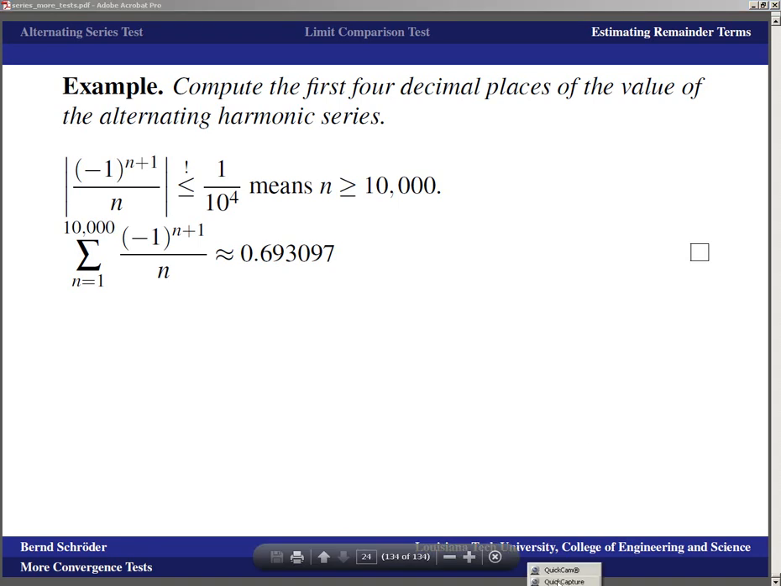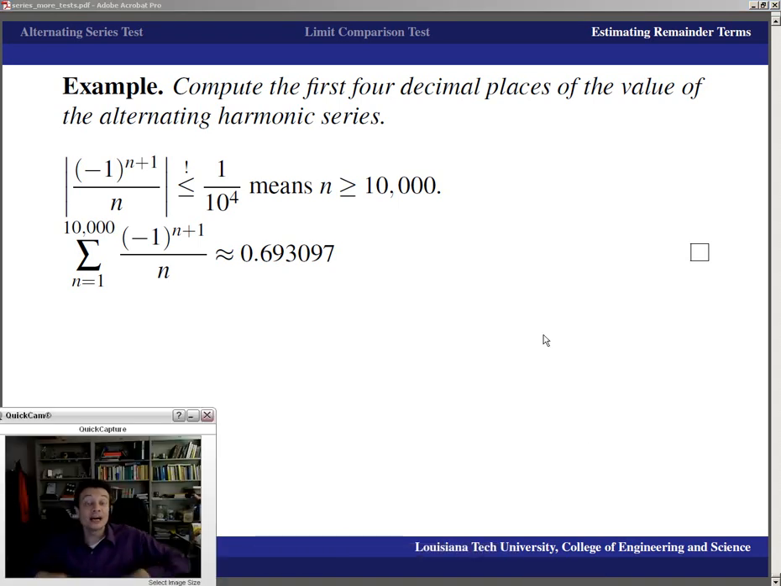And with that, we have some more convergence tests for series, as well as some ways to actually estimate values of series should we choose to do so. You can already anticipate what the homework is going to be like. You're going to have some series for which you have to check whether they're convergent or divergent, and you're probably going to estimate some values. Have fun with that.